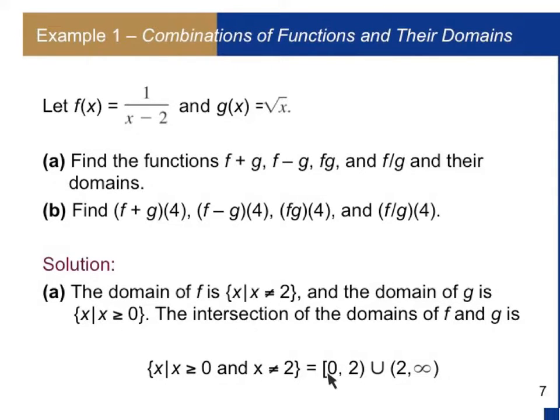So that would be, we can start at 0, we can go up to 2, we have to skip 2, and then union, so we go past 2 to infinity. So anything positive or 0 but not 2. Okay, so those would be the intervals there. So we're taking the intersection of the domain of f and the domain of g.